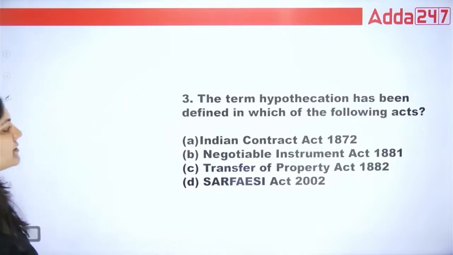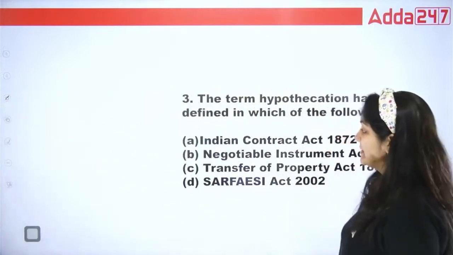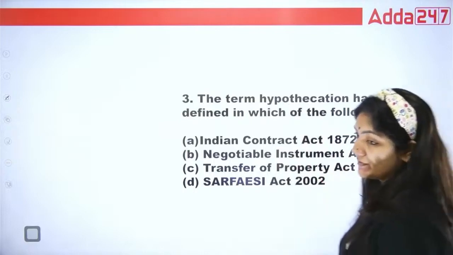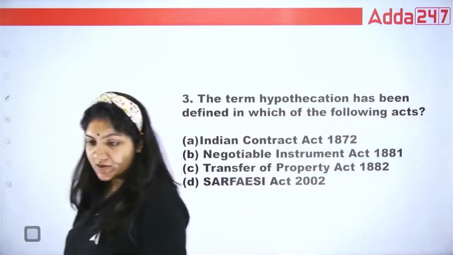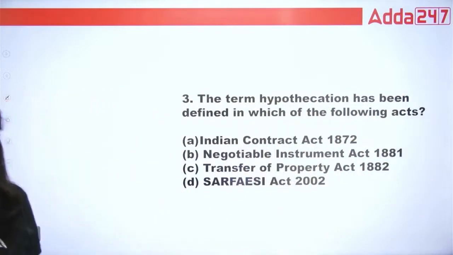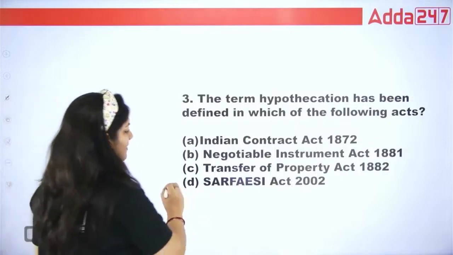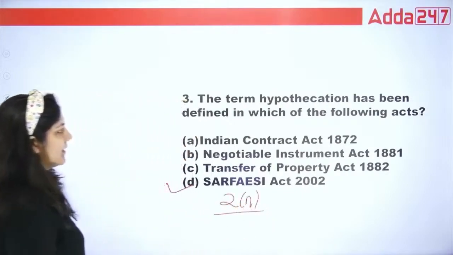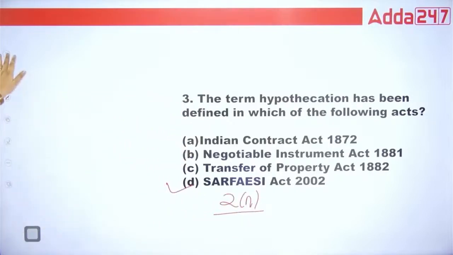Okay. Now, the term hypothecation has been defined in which of the following acts? Indian Contract Act, Negotiable Instruments Act, Transfer of Property Act, or SARFAESI Act. Which of the following is the right answer? Hypothecation is defined in the SARFAESI Act, Section 2, clause N. Okay, right.